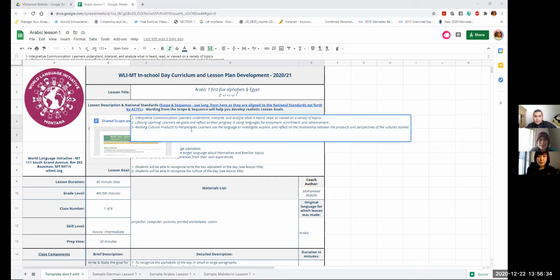And in what you're doing, it sounds really fun. Well, I think we should go with the second one then. Lifelong learning. Learners set a goal and reflect on their progress, because I believe I'm giving them the full freedom to be who they want to be with the language. You know what I mean? Okay, cool. And we could go ahead.